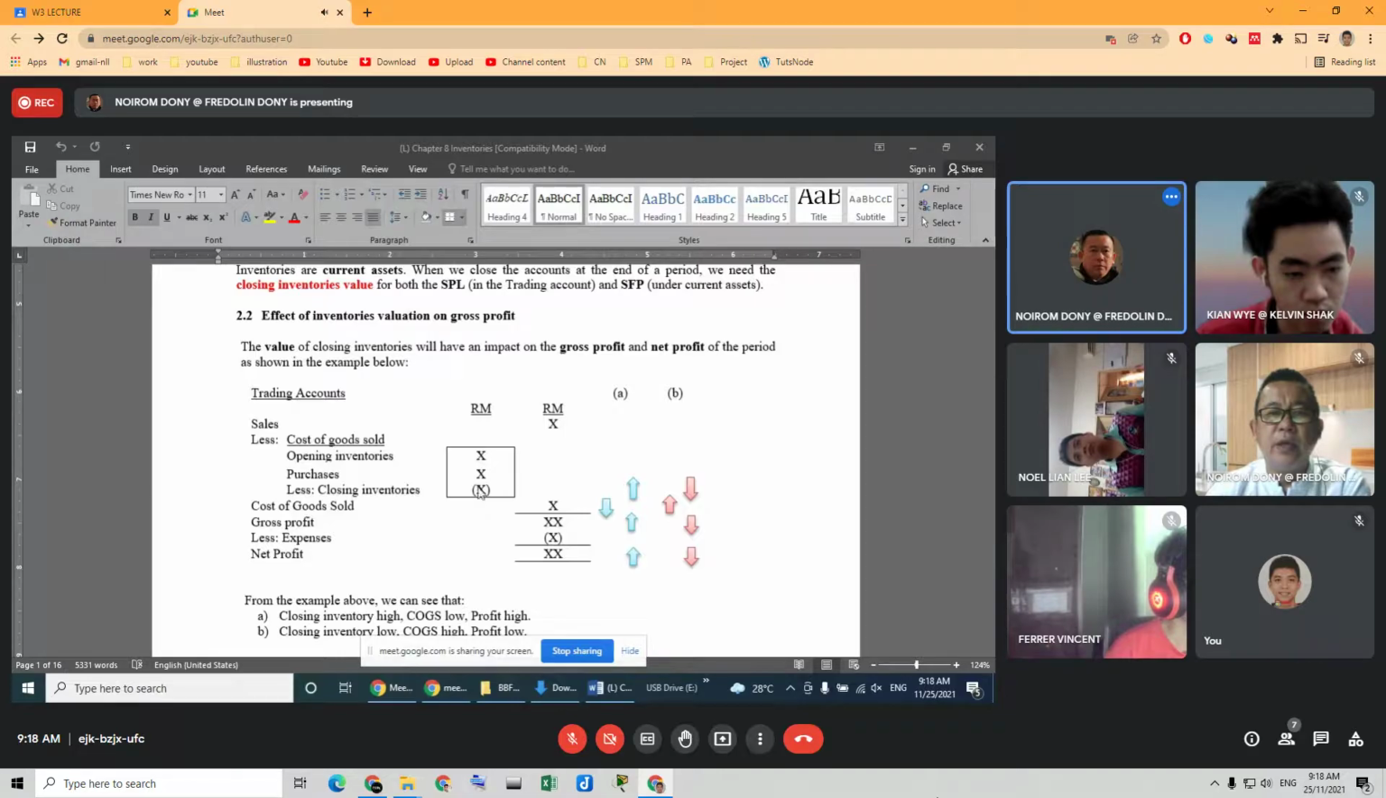So this is where we need the value of the closing inventory, that is less closing inventory. Then as a result, if the value of the closing inventory, we take the higher amount, what will happen to the cost of goods sold? The cost of goods sold becomes lower, isn't it? Now, if the cost of goods sold becomes lower, when we minus it from sales, the gross profit is higher. And the resulting gross profit less expenses, the net profit is also higher.